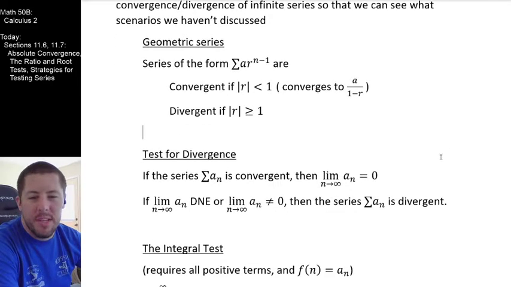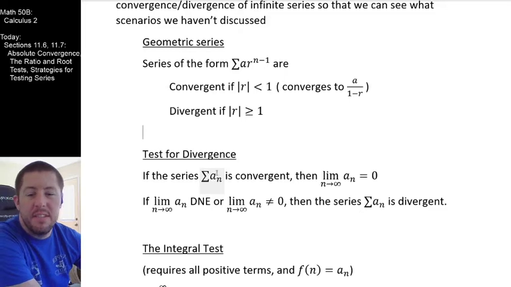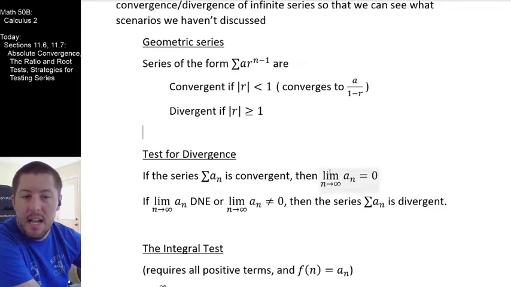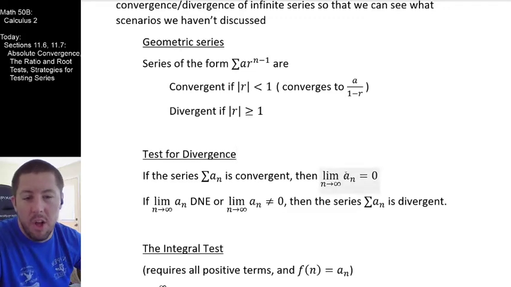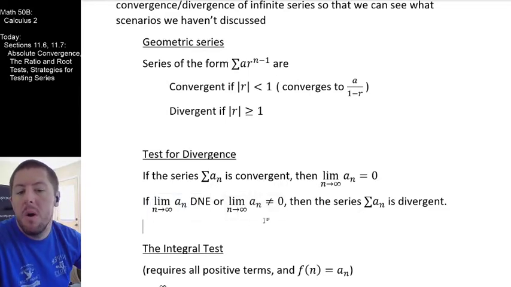The next test that we got was our test for divergence, back in section 11.2. We said that if a series is convergent, then that guarantees that the individual terms are eventually getting infinitely small as the index gets large. As our index n gets infinitely large, the size of the terms gets infinitely small. If we take the limit as n goes to infinity of each individual term, and that limit doesn't exist or is not equal to 0, then the series is divergent.